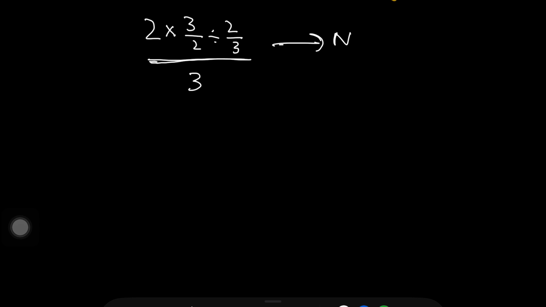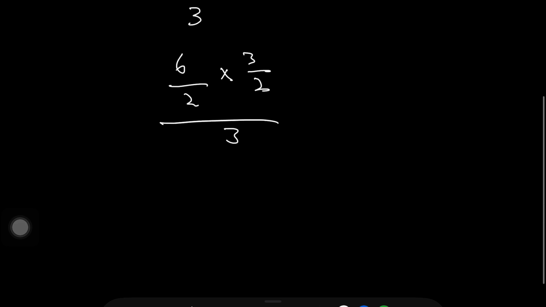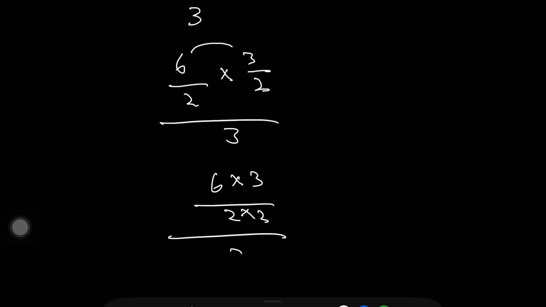Okay, so 2 multiply 3 is 6 over 2. Divide changes into multiplication and the reciprocal, 3 upon 2. Okay, and divided by 3 is the same. Now 6 multiply 3, numerator multiplied with numerator, 6 multiply 3 divided by 2 multiply 2. Okay, and divided by 3.